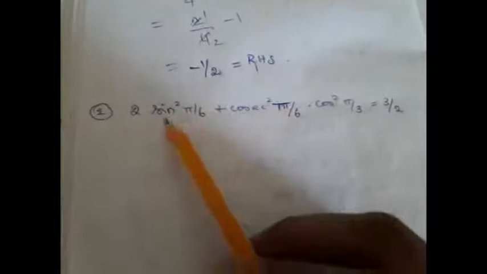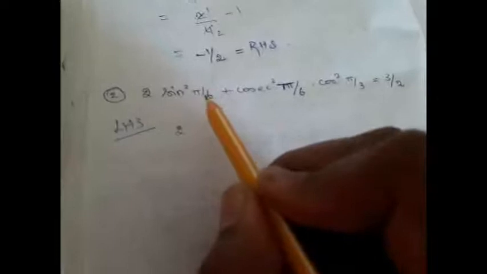If you analyze the second problem, see here, sin square pi by 6, this is a standard angle. But here cosec square 7 pi by 6. 7 pi by 6 is not a standard angle. So what we should do here is, as we have done in the previous exercise, try to express this in terms of a standard angle by adding pi or 2 pi. Then we can substitute the value and check. Alright, let us see how we can do this.